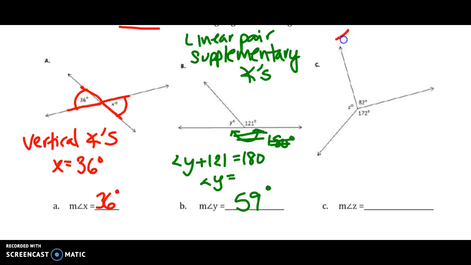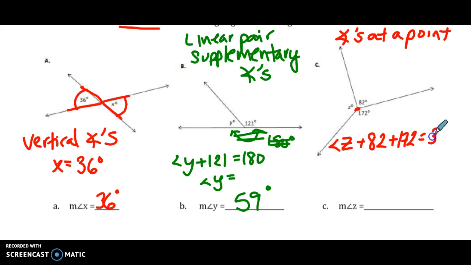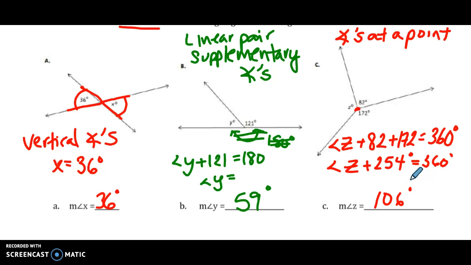For example C, these are angles at a point. Right? They all have a common vertex right here, and the rays are shared. So angle Z plus 82 plus 172 have a sum of 360 degrees. So we add those together, we get that angle Z plus 254 degrees equals 360. And when we subtract the 254 from both sides, we are left with 106 degrees for the measure of angle Z. This concludes practice example, or practice number 1.